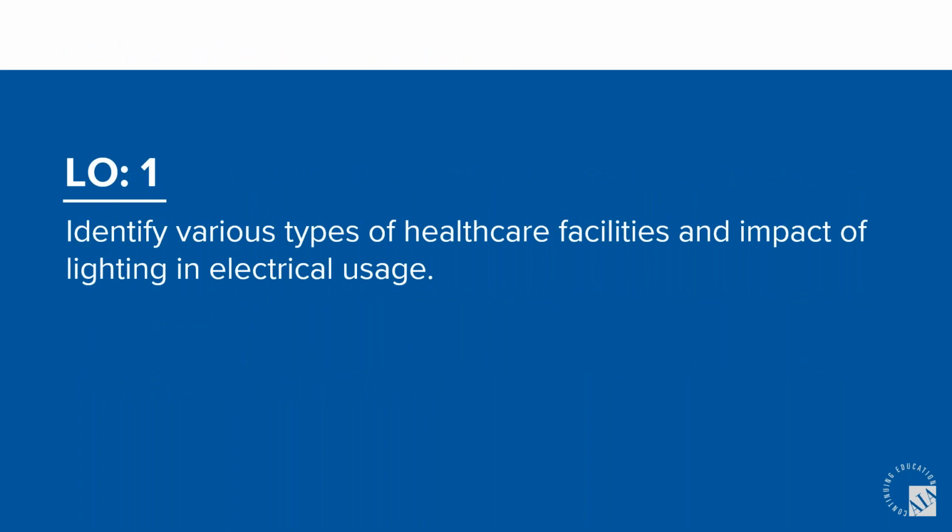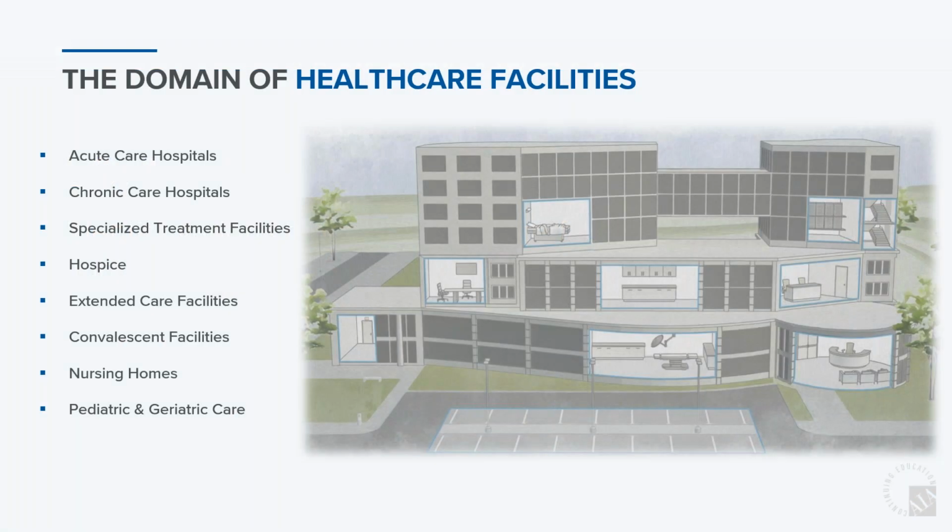Learning objective number 1: identifying various types of healthcare facilities and impact of lighting and electrical usage. The domain of healthcare facilities: we all know that healthcare campuses are massive and there are multiple areas within these facilities. Modern healthcare lighting application goes beyond just the standard hospital setting. Healthcare facility services vary from one another, many providing specific healthcare related solutions, while others provide multiple healthcare options. You go from a routine doctor's visit to an extended care rehab.